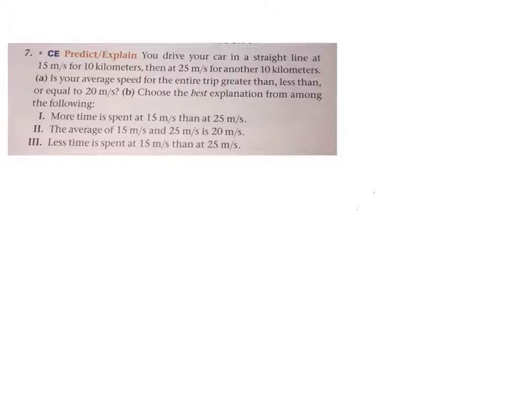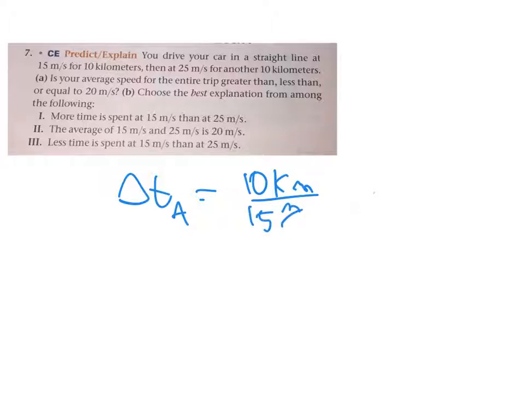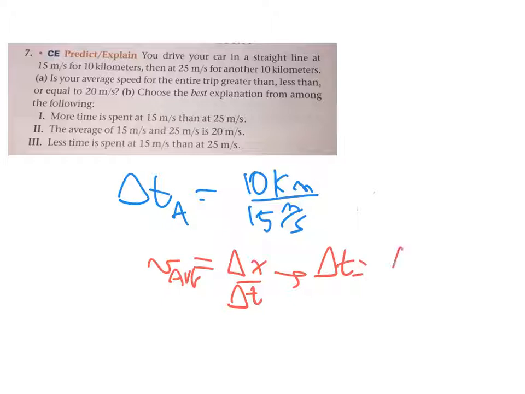We'll call the first trip trip A, that's the 15 meter per second trip, and its duration, delta t A, is going to be the distance traveled, 10 kilometers, over the velocity that we travel at, which is 15 meters per second. I'm getting that from the idea that the average velocity is delta x over delta t, and therefore delta t is delta x over the average velocity.